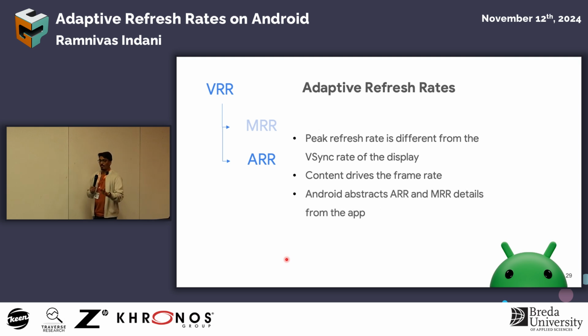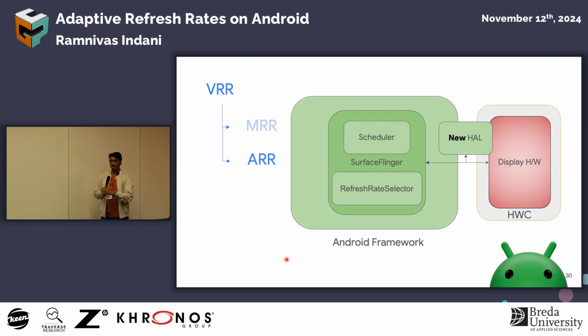And all these implementation details of MRR and ARR are actually abstracted from the end developer, so you don't have to care about them. These exist so that you understand why we need set frame rate, and what benefit it provides on different platforms. In order to support this, we obviously need a new HAL, which means all the hardware manufacturers need to implement new APIs, because if the content is controlling the rate, we have to somehow tell them when the content changes the rate. If we don't tell them, they don't know.